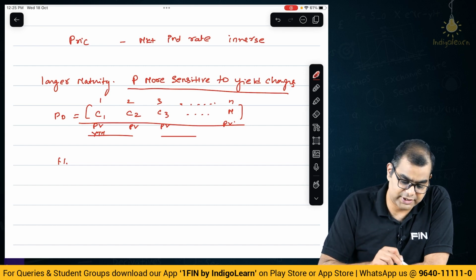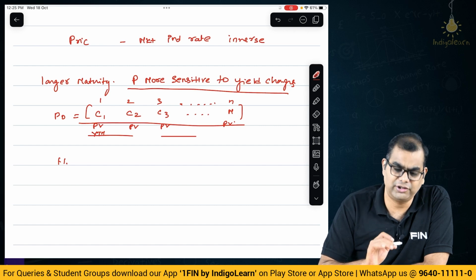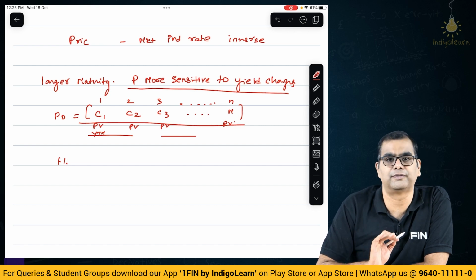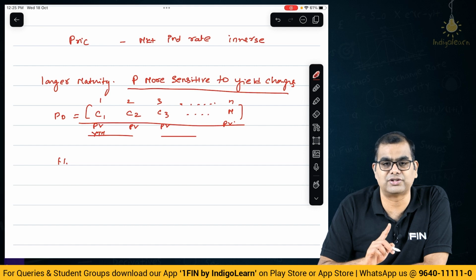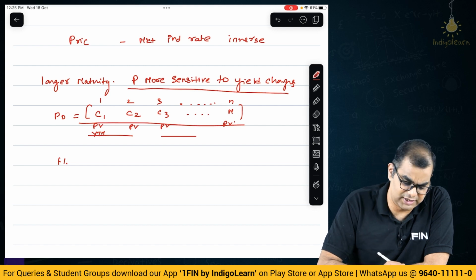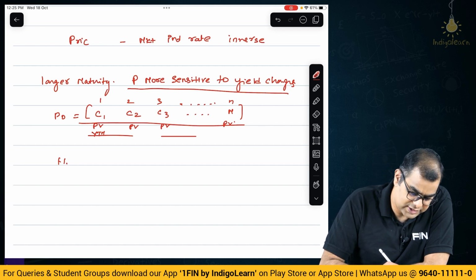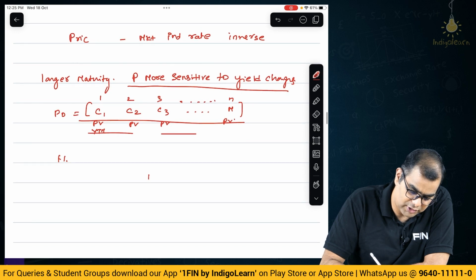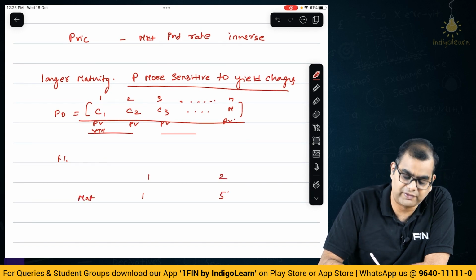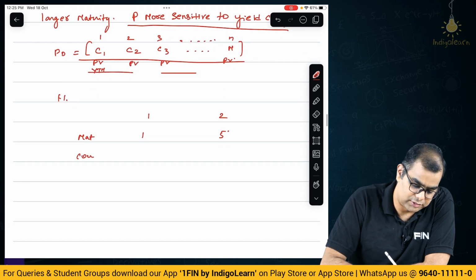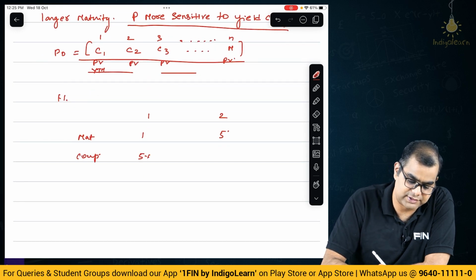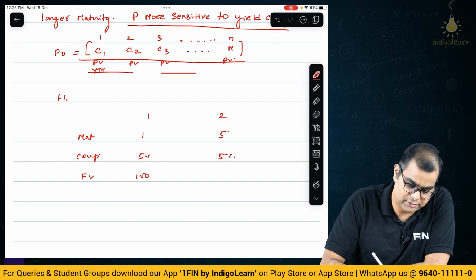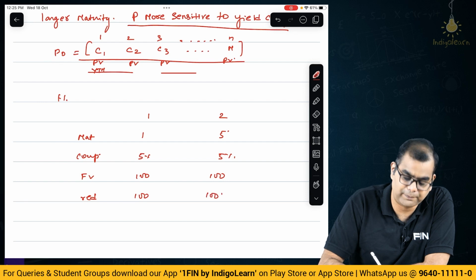However, if the tenure is very, very short, with the same coupon but short tenure, the change in price due to change in interest rate is very, very small. I will just give you a simple example. Let us take two bonds, bond 1 and bond 2, with maturity 1 year and maturity 5 years. Coupon let us say is 5% in both cases. Face value 100, 100, redemption value 100, 100.